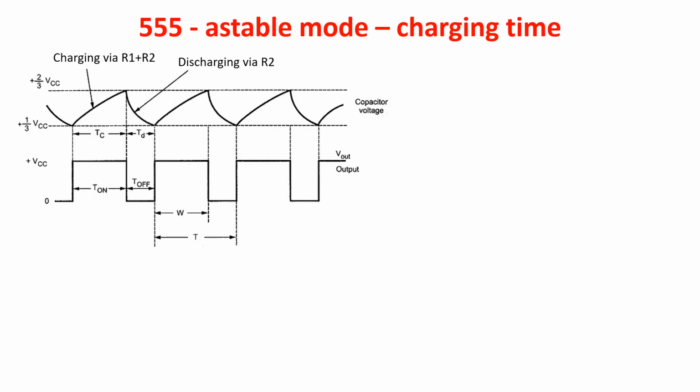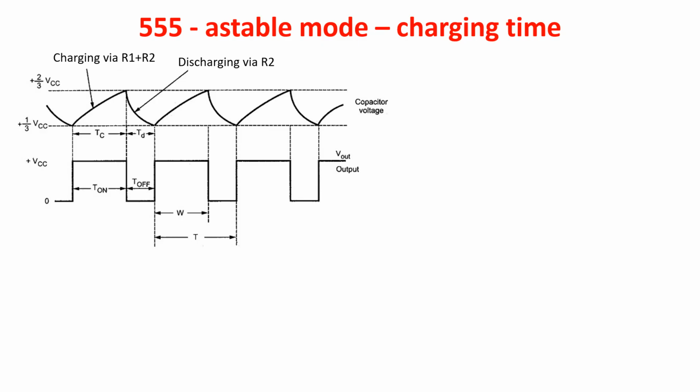So the capacitor is charged from VCC divided by 3 to 2/3 of VCC via R1 and R2, and it is discharged via R2 from 2/3 of VCC to VCC divided by 3. The output is at high value in the charging time and at low value in the discharging time.